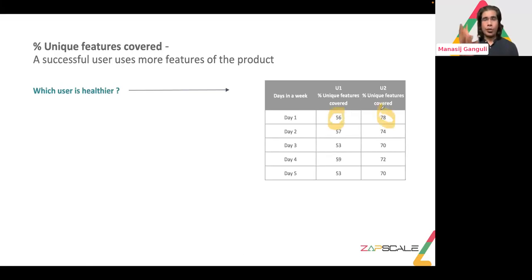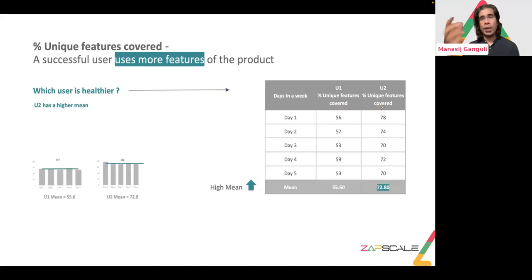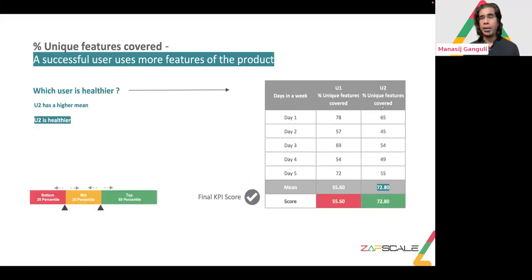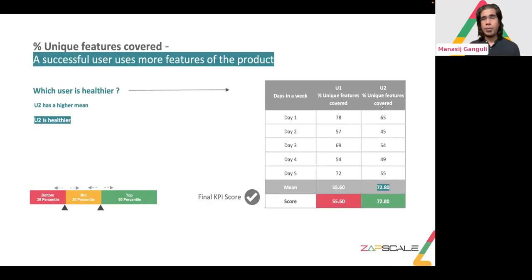And then over a period of time, I've chosen a week here for ease, average it out, and the higher score here wins, which means on an average, this user U2 is covering 72.8% of your product features. And on an average, this user U1 covers only 55.6% of your product features. So it's very clear that user number 2 is a better user because they are adopting more features from this particular KPI perspective. Again, we take the base of 100 and put a percentile score around it. Again, in this case, because everything is already scored in 100, it's a percentage, so we don't need to do anything. We just use it as it is, and then just give them a percentile score.